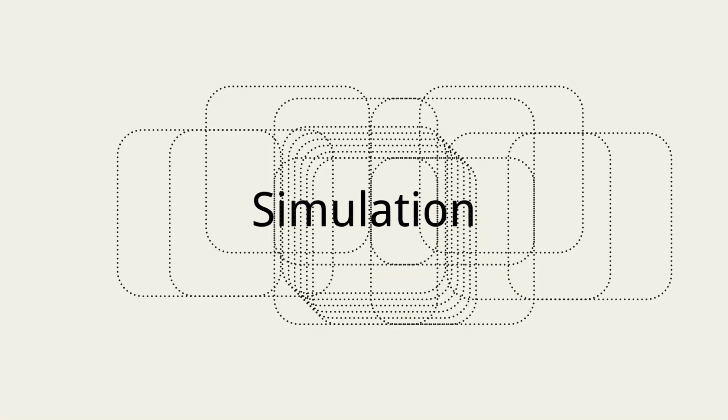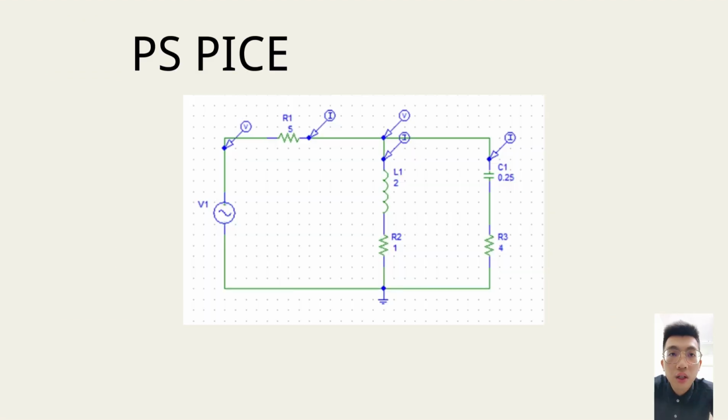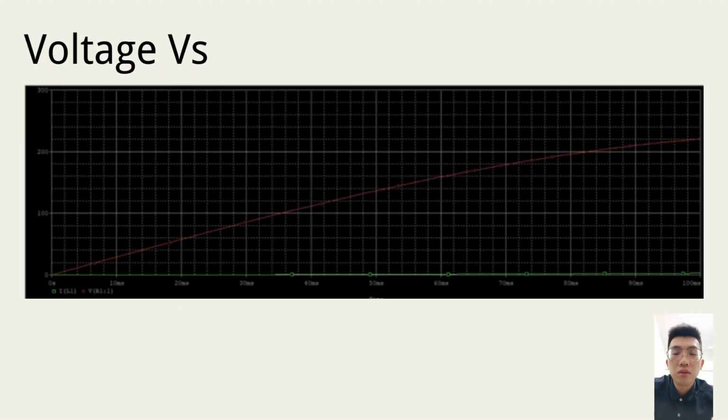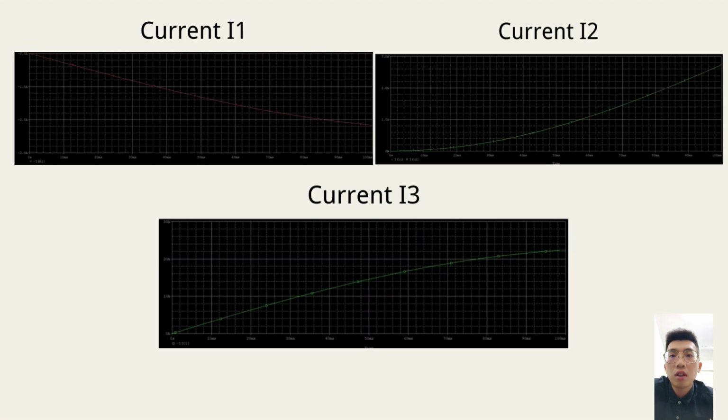In the simulation part, our group used PSpice to complete our project, and this is our group circuit in PSpice. Then we can see the I circle and V circle, which are the ammeter and voltmeter to test the voltage and current flow. Then we run the circuit, and this is the result and the values of the V source, I1, I2, I3 and V naught.